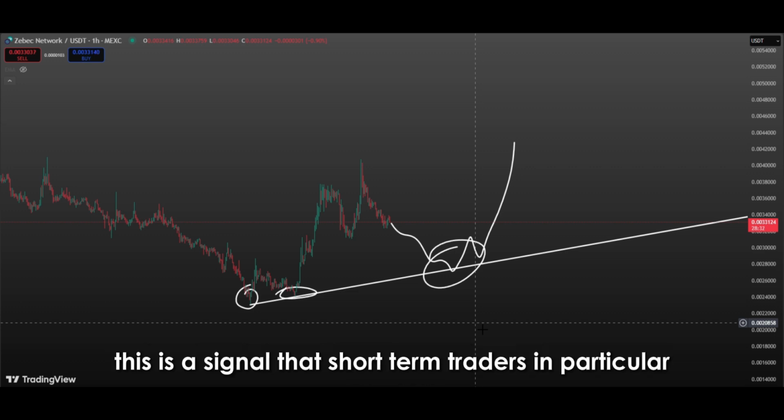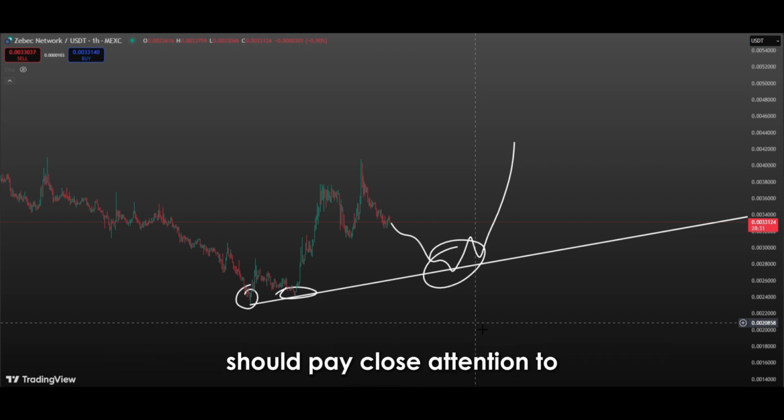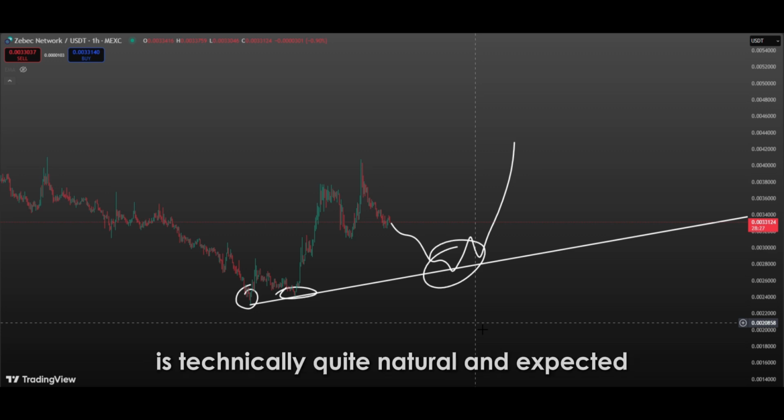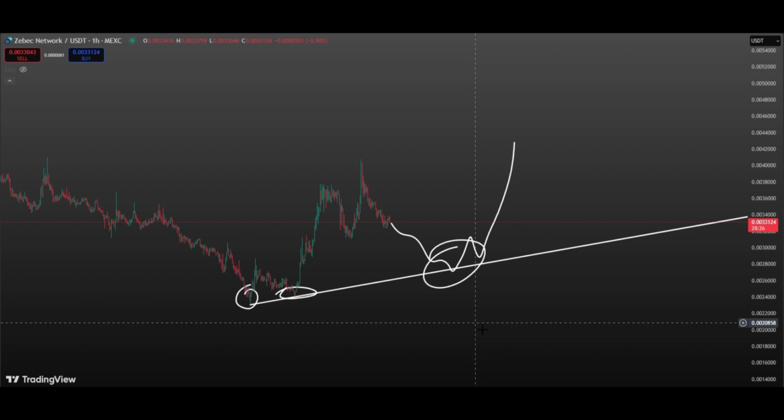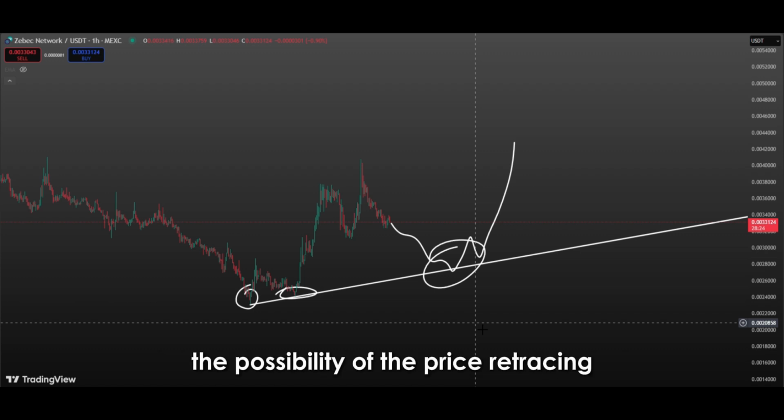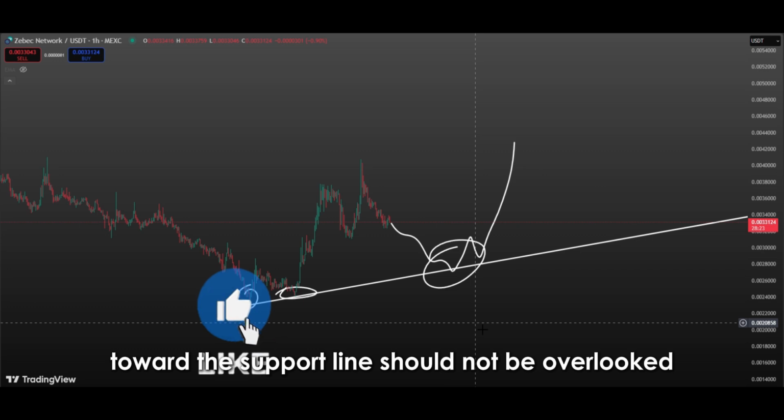This is a signal that short-term traders, in particular, should pay close attention to. In such cases, a relaxation, a pullback in the price toward the trendline is technically quite natural and expected. Therefore, under current conditions, the possibility of the price retracing toward the support line should not be overlooked.